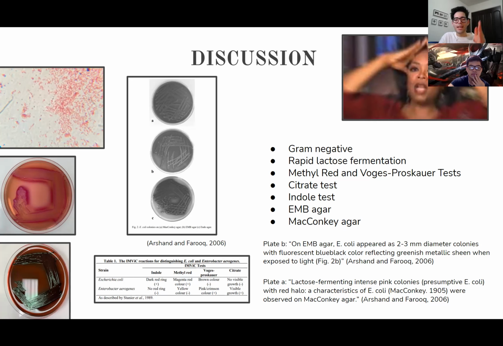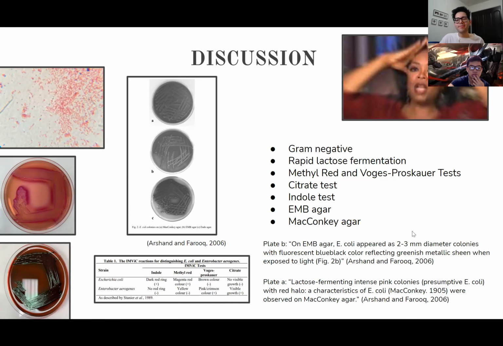We had the metallic sheen, we had the red halo, we had a positive indole, positive methyl red, negative citrate, and negative Voges-Proskauer. So it basically perfectly matched with the bacteria, except for the mannitol salt agar test being positive. However, there are studies being done of a specific strain of E. coli being halophilic. E. coli strain B has been known to survive in high salt concentrations. So there's a very big probability that our bacteria is this E. coli strain B.